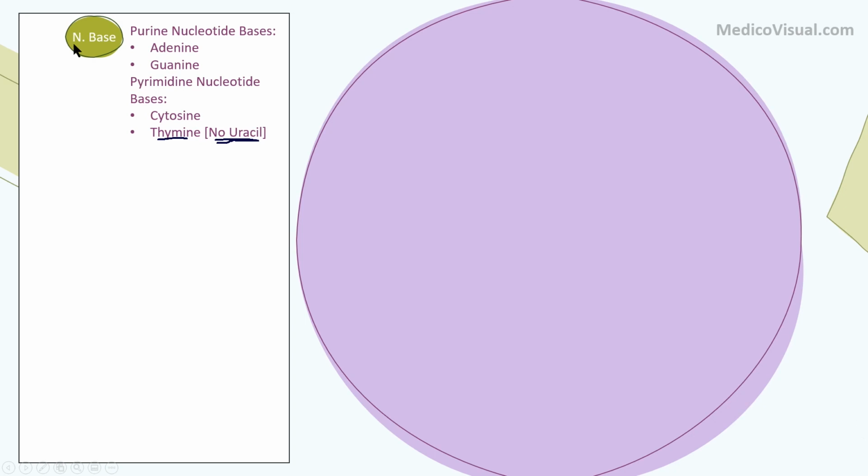So the nucleotide base is connected with deoxyribose sugar, and then this deoxyribose sugar is connected with a phosphate group, and this whole structure is called, what is this structure called?